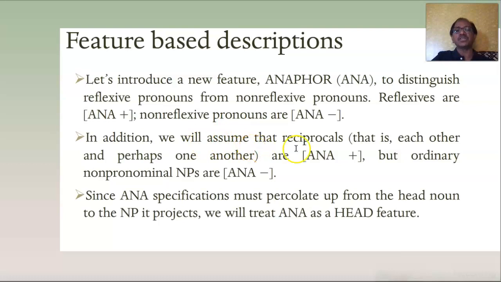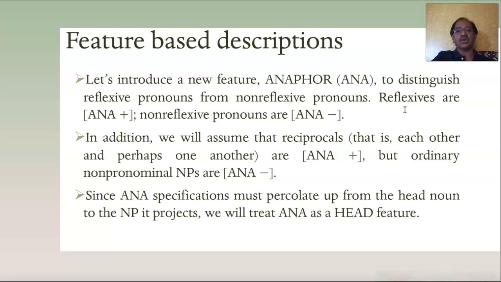In addition, we'll also assume that reciprocals, what are reciprocals? Words like each other or one another, they are reciprocals. They also have the feature anaphor plus. Whereas other non-pronominal NPs, that is, your names, proper nouns, or definite expressions, etc., are all anaphor minus.